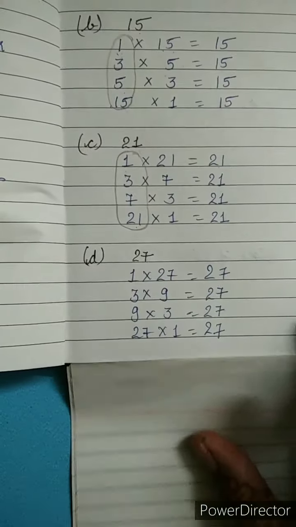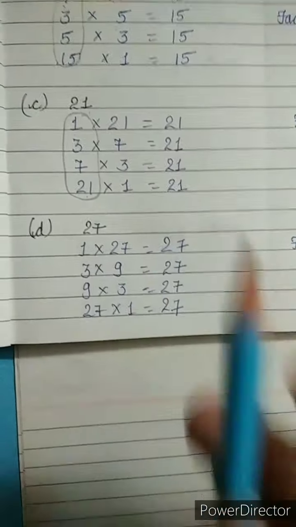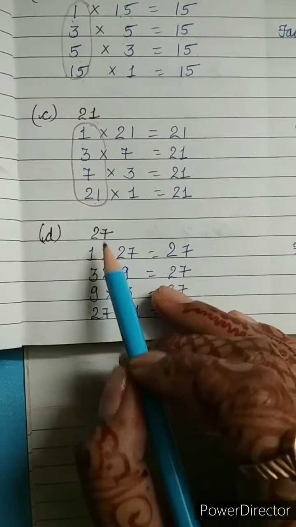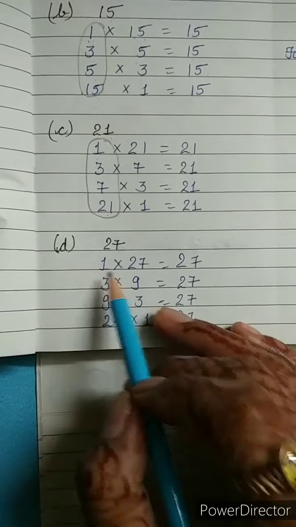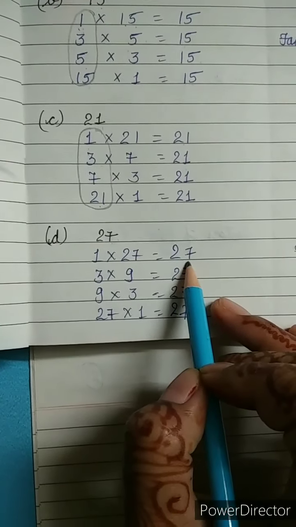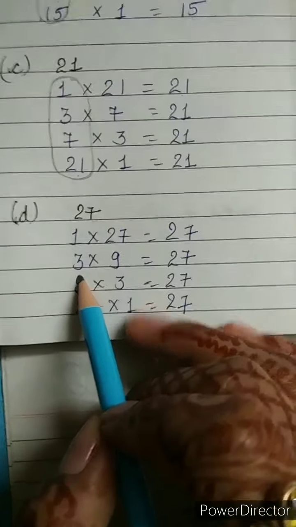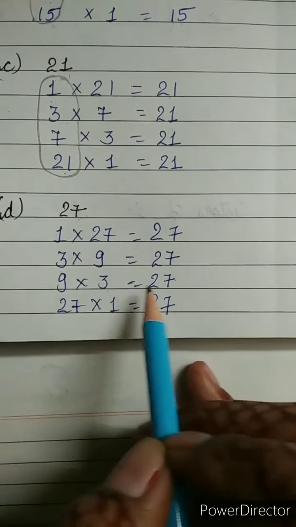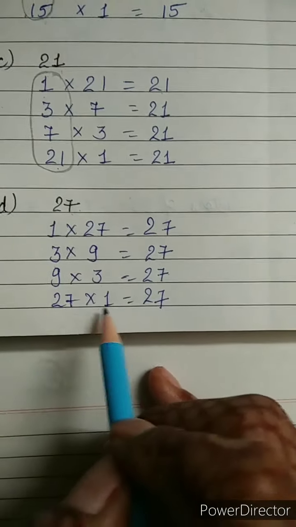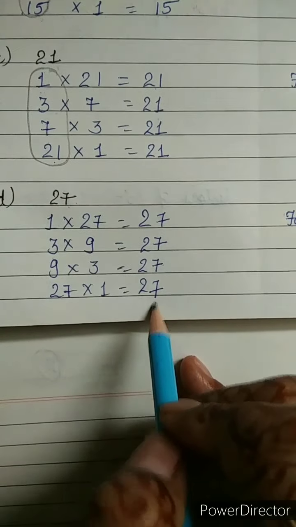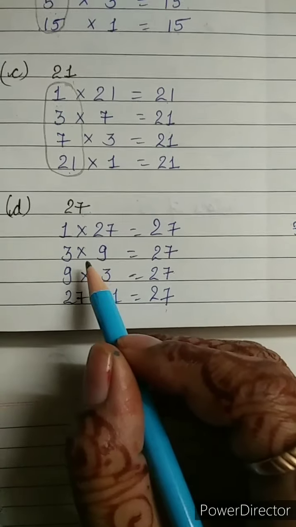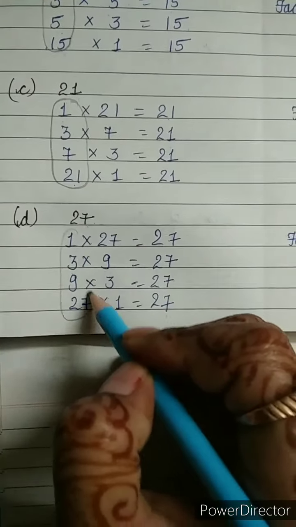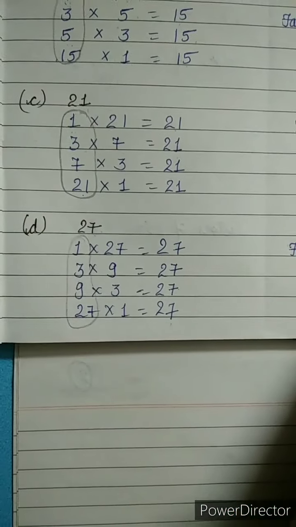Next question is 27. So always for finding the factors we have to start with 1. So in the table of 1, 27 times we have 27. Now in the table of 3, 9s are 27, then 9 3s are 27, then 27 1 is 27. So 1, 3, 9 and 27 are the factors of 27.